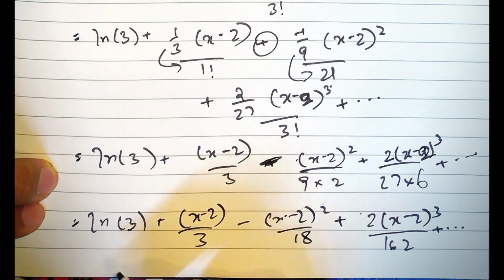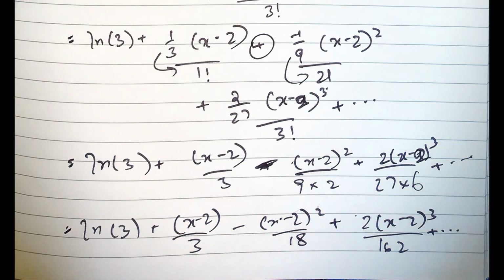So you can notice the pattern over here. The pattern over here is actually very specific. We have 3, then we have 18, and then we have 162. So everything is being increased.